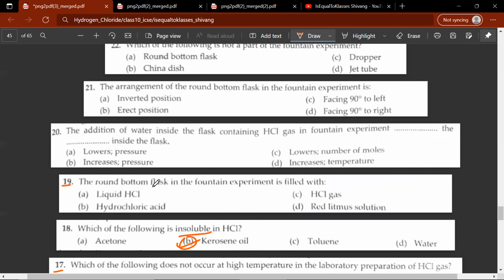19th question, the round bottom flask in the fountain experiment is filled with what? So that is filled with HCl gas. 20th question, the addition of water inside the flask containing HCl gas in the fountain experiment dash the dash inside the flask. So this would be A, lowers the pressure inside the flask. 21st question, the arrangement of the round bottom flask in the fountain experiment is what? It is inverted position, A.